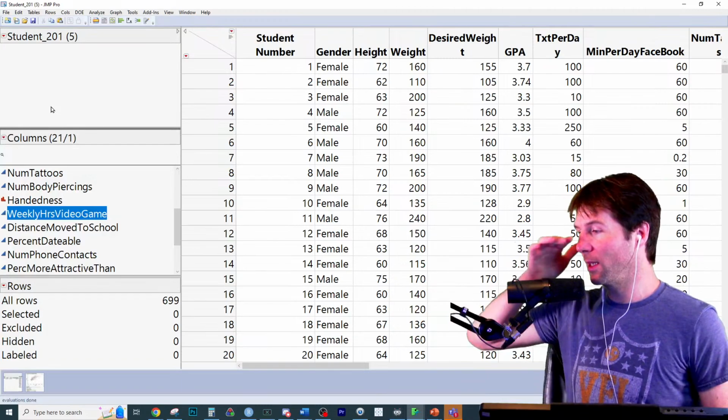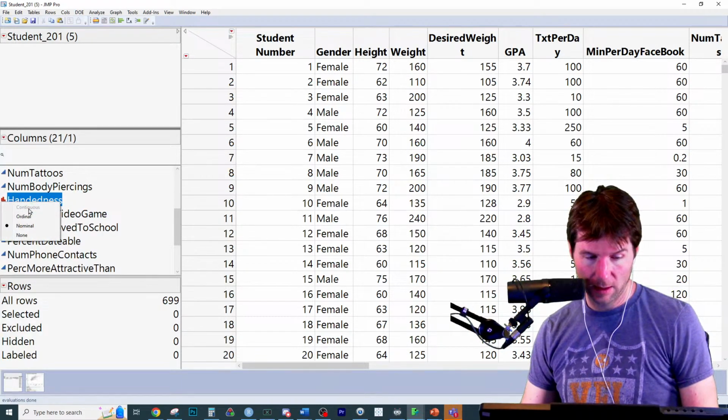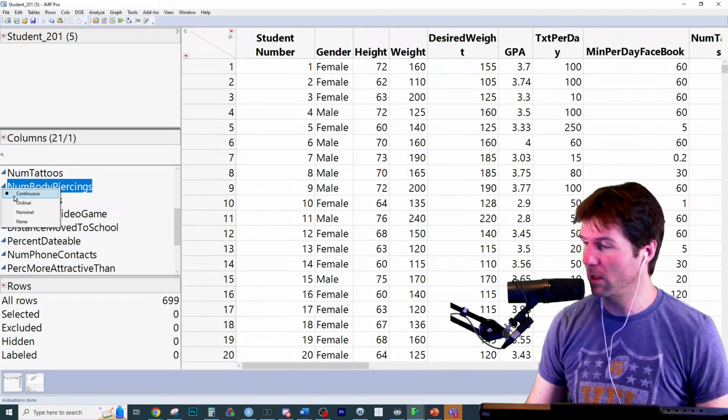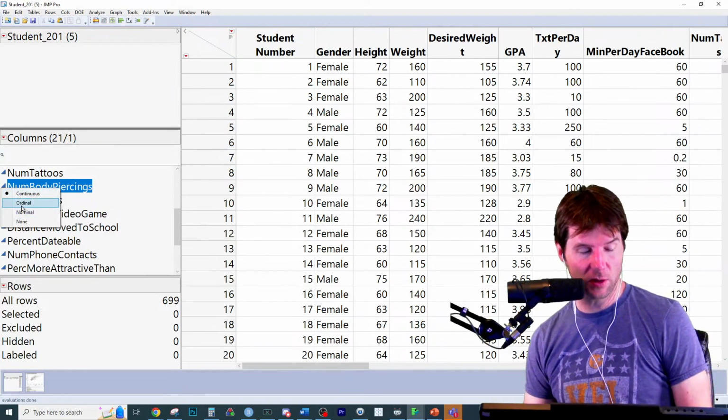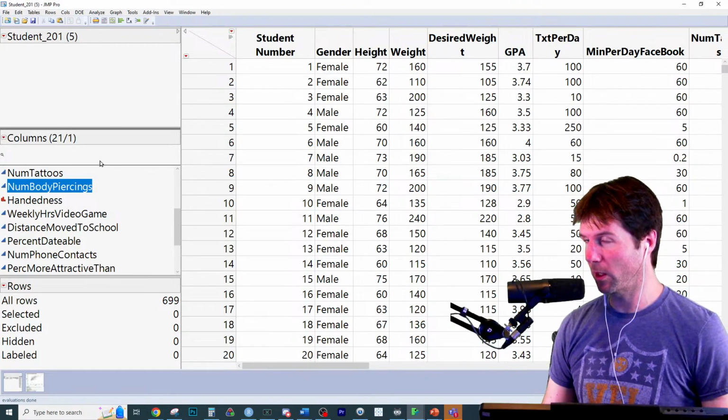What does that blue and red thing mean over there? Actually, if you click it, you can get some additional advice on it. It says ordinal, nominal, or none. It won't let me do continuous there. So what's this whole continuous thing? It says continuous, ordinal, nominal, none. That is the type of variable we're working with.